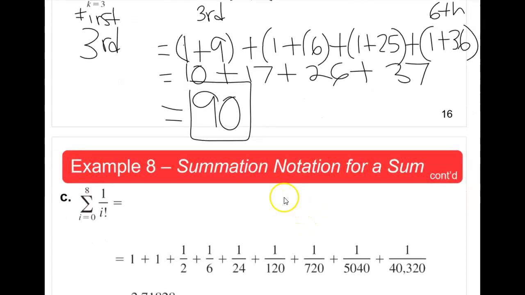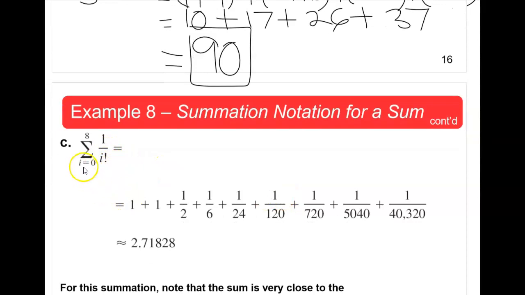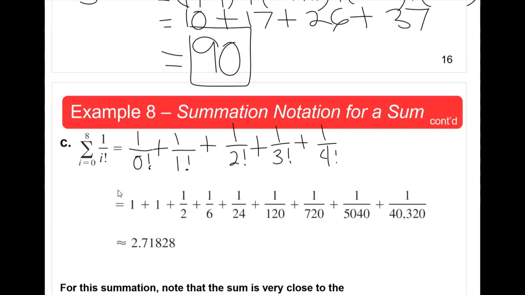Now moving on to part C, we can see the factorial is there. And we can see that the first term is going to be the 0 term, and the last one will be the 8th term. So we start with 1 over 0 factorial. Then we will have plus 1 over 1 factorial. Then we will have 1 over 2 factorial, 1 over 3 factorial, 1 over 4 factorial, 1 over 5 factorial, 1 over 6 factorial, 1 over 7 factorial, and finally 1 over 8 factorial.